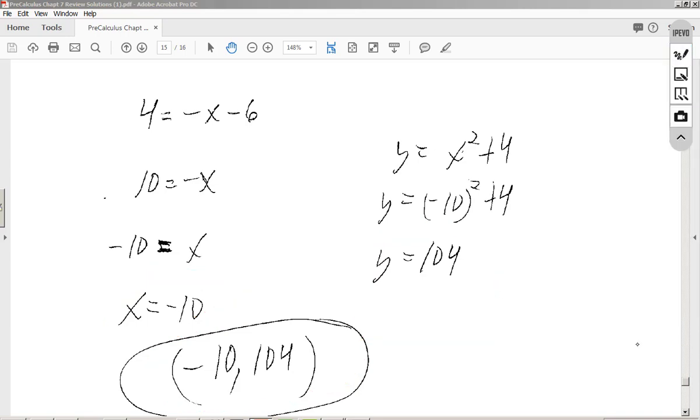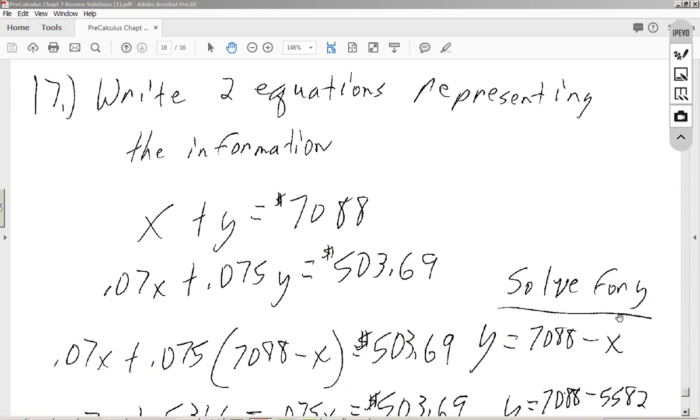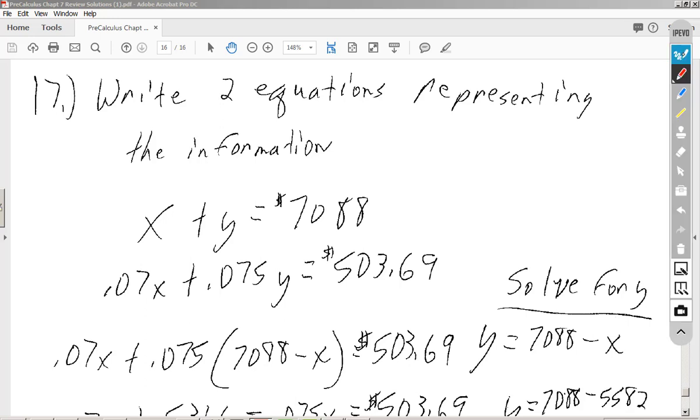On this last problem, the story problem, it says Mrs. Garcia invests a total of $7,088 in two savings accounts. One account yields 7% simple interest and the other 7.5% simple interest. She would like to find the amount placed in each account if a total of $503.69 in interest is received after 1 year. So you're going to notice that, first off, we don't know what the two accounts are.